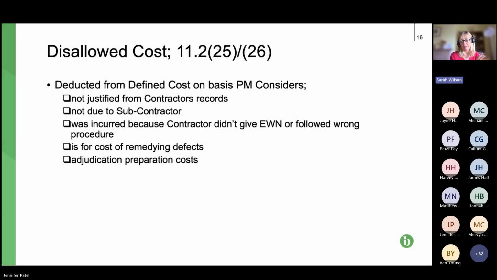So you can see there the same arrangement regarding the clause number, and just a little bit more detail here as to what some of the items that are disallowed costs. So bear in mind, these are items that the project manager can deduct from the contractor's defined costs. So, the first one is sums that aren't justified from the contractor's records.